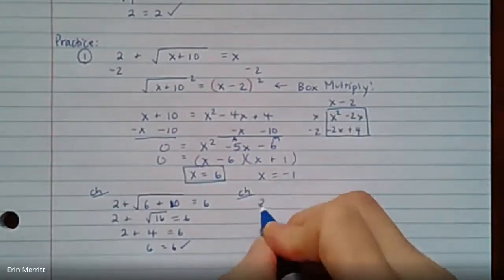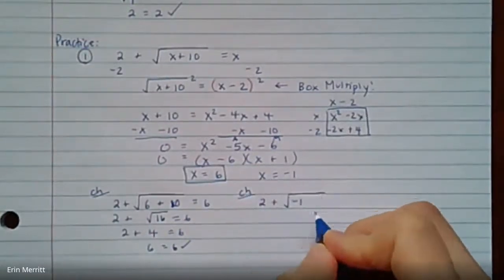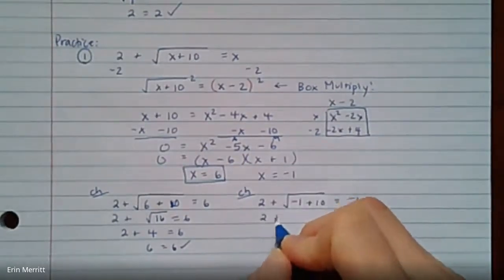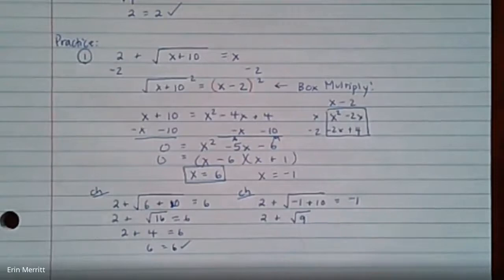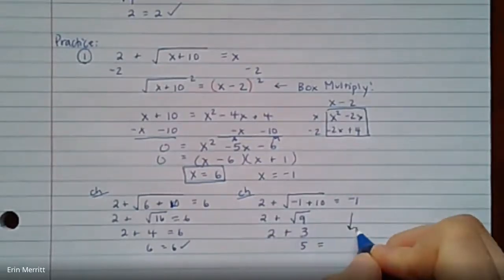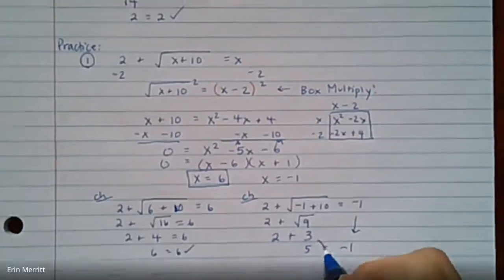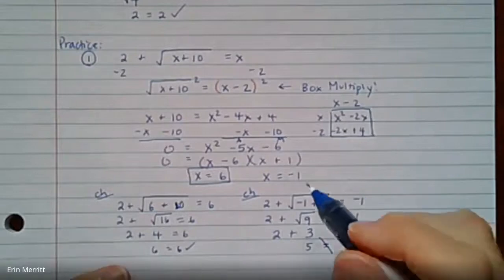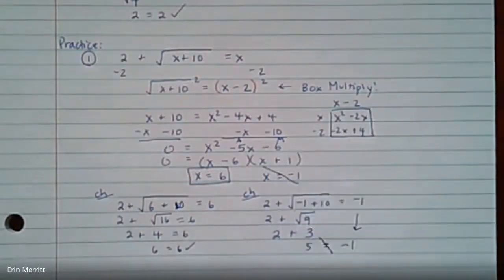2 plus, we can put negative 1 here, plus 10, and then equals negative 1. So this is going to give us the square root of 9. So 2 plus 3 is going to come down to be 5. That is not equal to negative 1. So if they're coming out unequal here, then this is an extraneous answer, meaning it's extra. It doesn't count, and we get rid of it. So our solution should just be x equals 6 for that first one there.